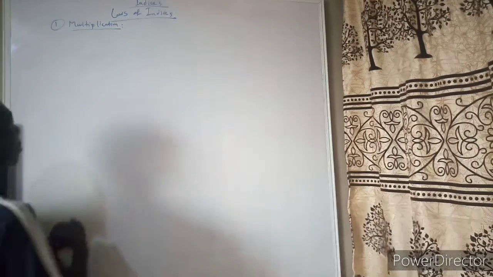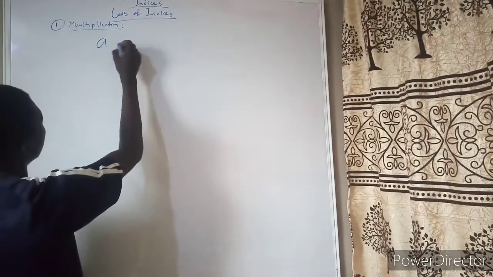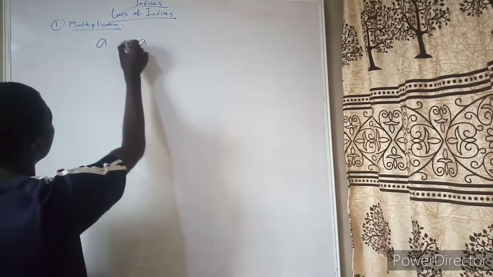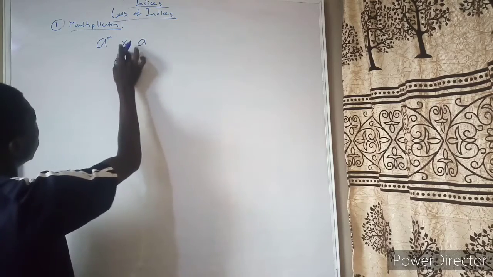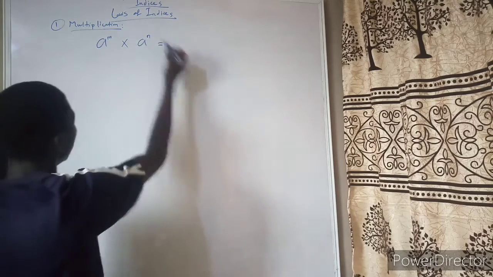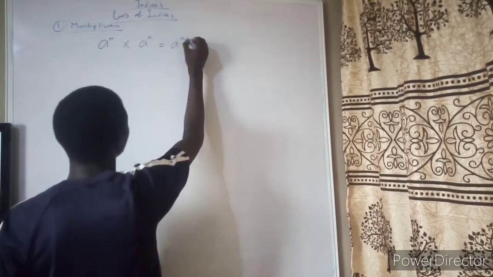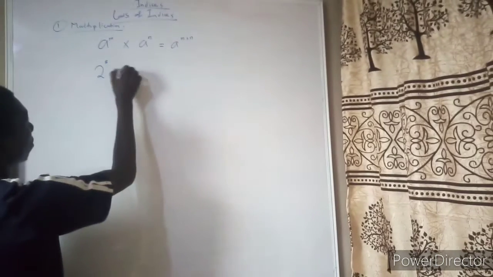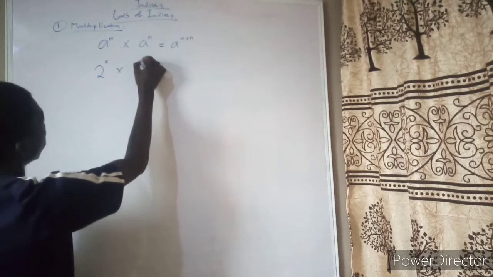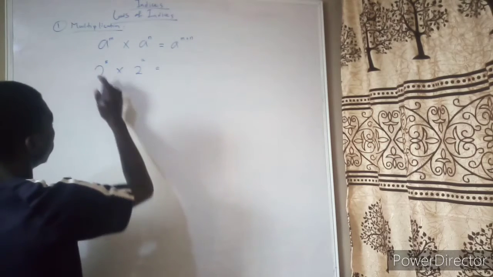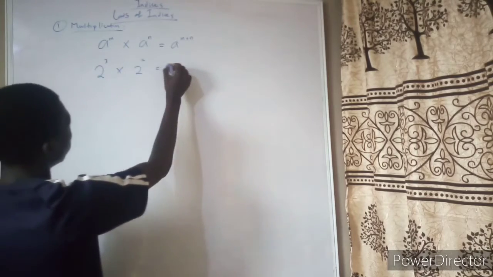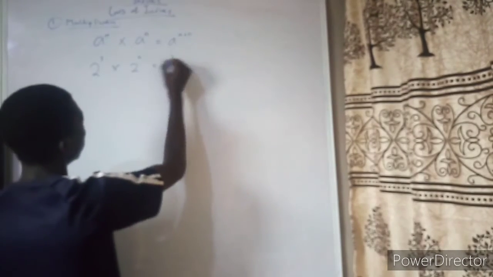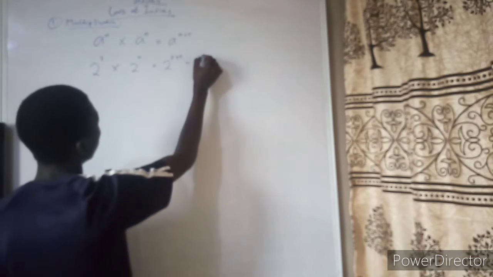This law simply states that when a number of equal bases are being combined with multiplication, with different powers, then the powers are added. The base is raised to the sum of the powers. So for instance, if I'm given 2 raised to the power 3 times 2 raised to the power 2, since we have the equal base, I add up the powers, which is equal to 2 raised to the power 5.